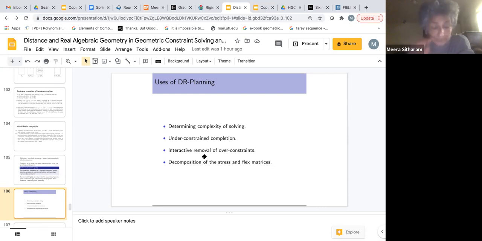So the other thing is, you have dependent edges or dependent constraints, and we want to have some way of removing these dependent constraints or recognizing them and removing them if needed.